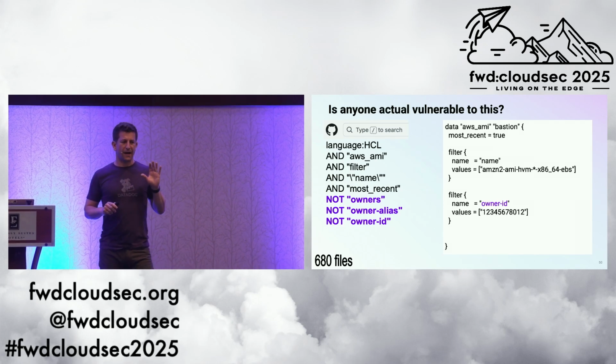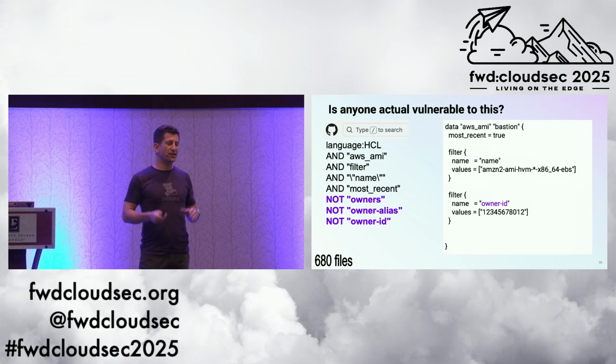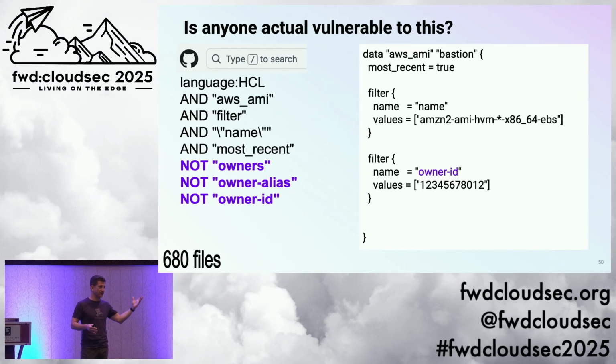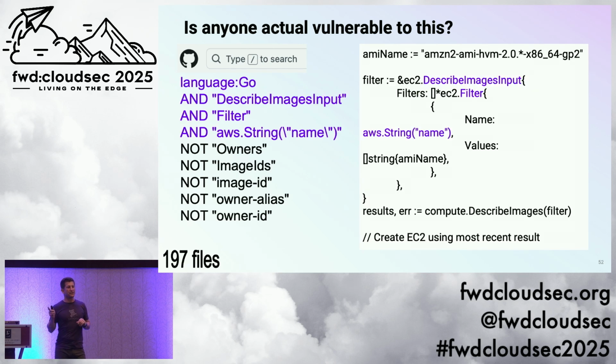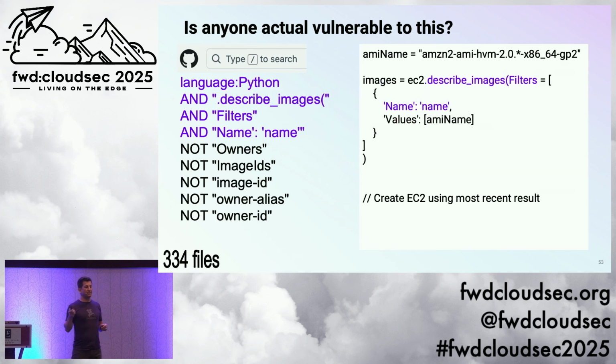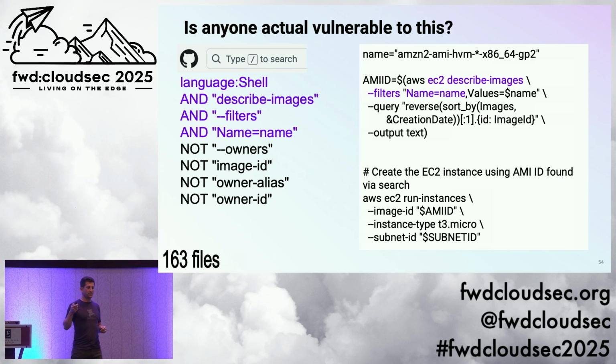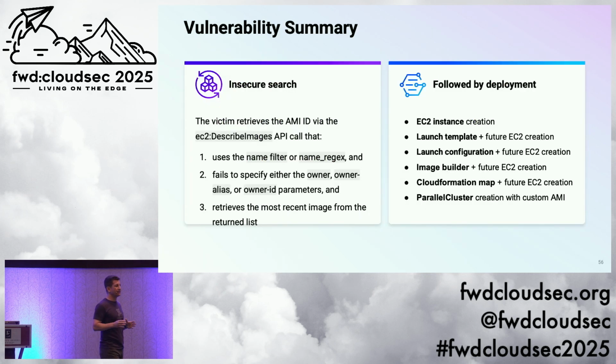Now, this is where I finally had my second realization. I had just been so focused on Terraform because CloudFoxable is Terraform, and that's where my brain went. But you can be vulnerable to this pattern in any language. Oh, sorry, I skipped ahead. This is another way that you can be vulnerable to this in Terraform. You can use the name regex. So this is functionally equivalent to the name filter. But you can also be vulnerable to this in other programming languages. Here is a Go example that is vulnerable to the whoAMI attack. Python, shell scripts.